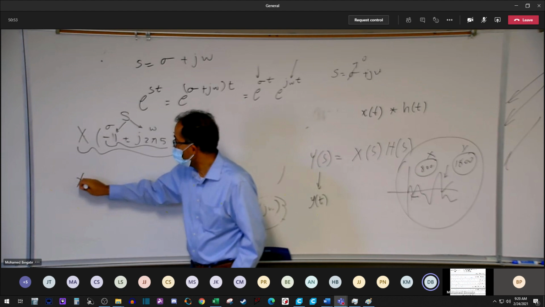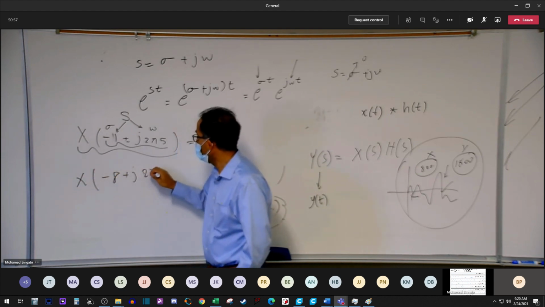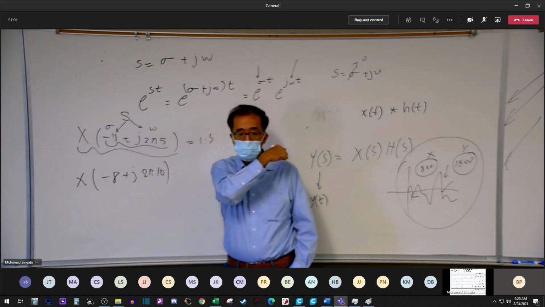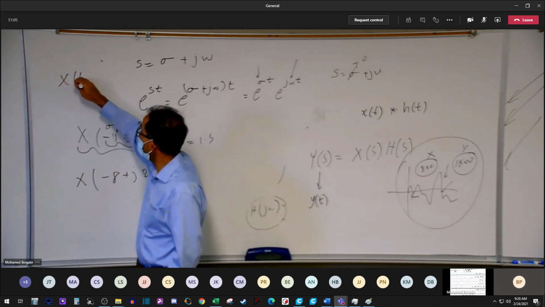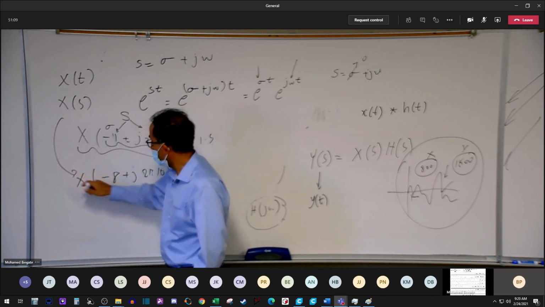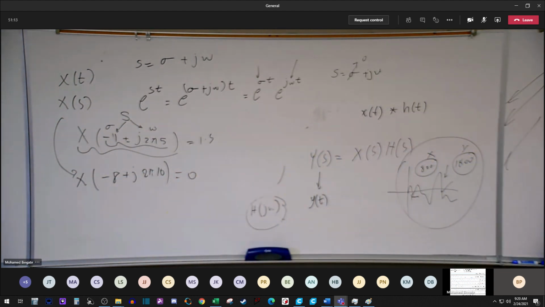If I ask, what about this one, -8 plus J 2 pi 10? It doesn't exist in our signal. So if you do the Laplace transform of x of t, and you get x of s, you will get 0. And that's what the Laplace transform is.